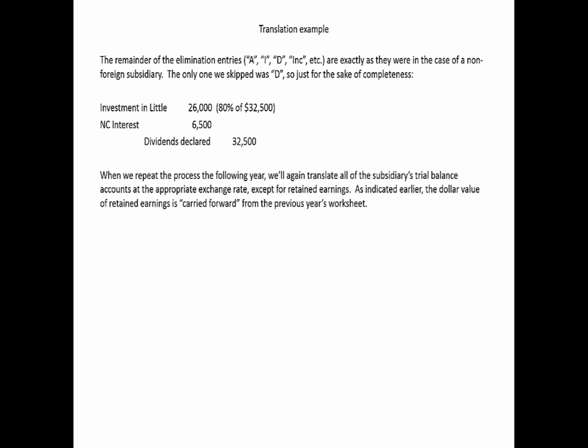The remainder of the elimination entries, the A, I, D, etc., are exactly as they were in the case of the non-foreign subsidiary. Now we skipped the D entry here, so just for the sake of completeness, again, we go ahead and eliminate the subsidiary's dollar-denominated dividends declared, and we split that 80-20 between the parent's investment and the non-controlling interest.